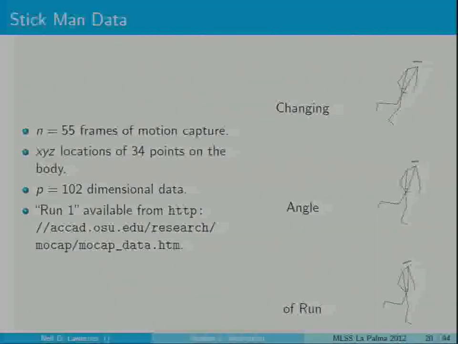I told you I like motion capture data. This is motion capture data where there are only 55 frames, and 102 dimensions, because there are 34 points on the body. They put balls on the body at 34 places, and there's an X, Y, Z location for each of these balls. So that's 3 times 34, 102 dimensional data, with 55 data points, and it's from Ohio State University. I use this little data set a lot. It's a nice small data set, and one thing I like about it is the guy changes angle as he runs. So there are two things going on. One is periodic because he runs, taking about 3 paces, and the other is some sort of change in his angle, which is overlaid on top of the periodicity.